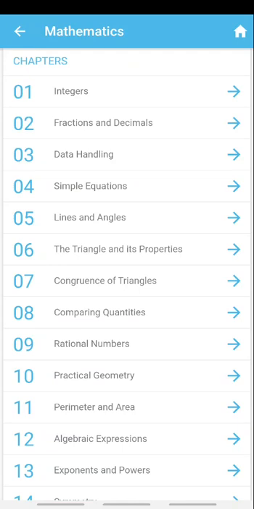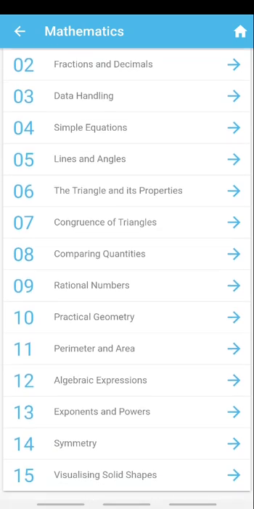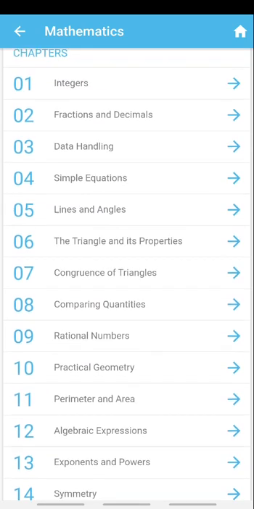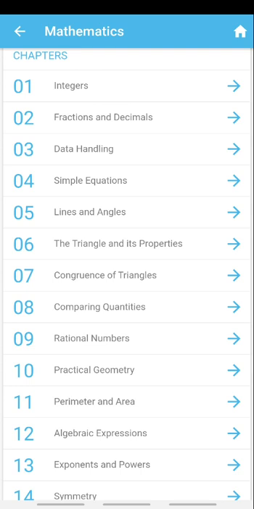Hello everyone. Today we are going to discuss the mathematics class 7 syllabus. In this syllabus we have a total of 15 chapters, as you can see on the screen. Most of the chapters in this class we have already seen in the previous class, that is class 6.